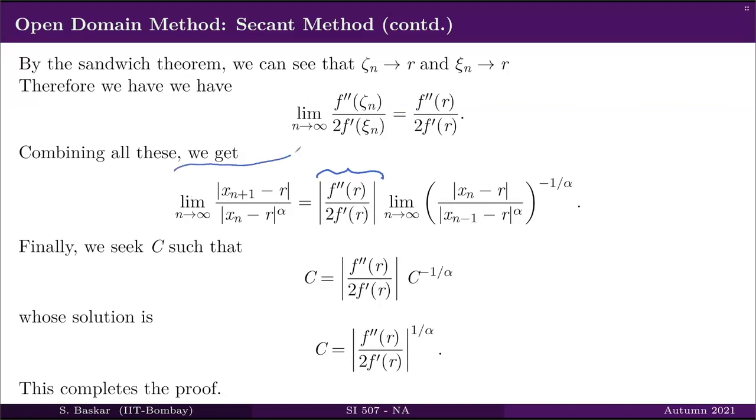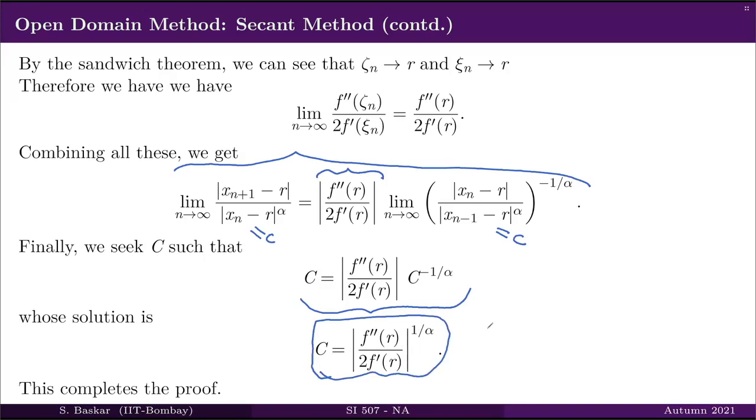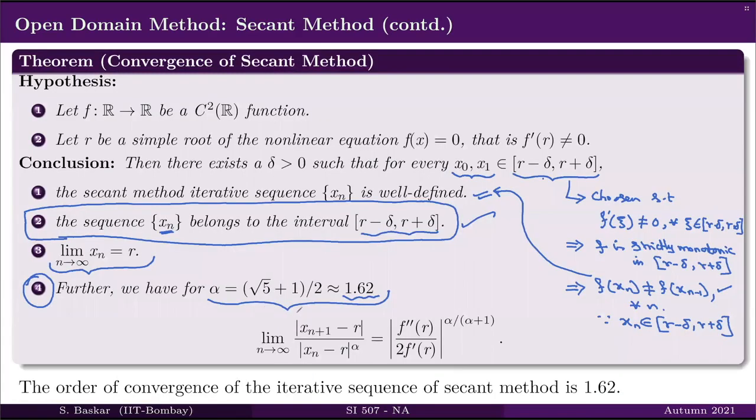Therefore, we have this equation in which we have decided to take this to be equal to C and this also equal to C. And you can see that C will satisfy this equation. A direct substitution shows that C is given by this. And recall, we have already obtained alpha as root 5 plus 1 divided by 2, which is approximately 1.62. So this is precisely what we want to show in the expression for order of convergence, and that we have achieved. Well, here we have alpha by alpha plus 1.